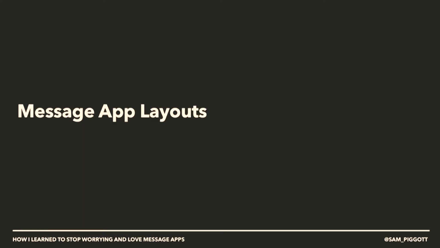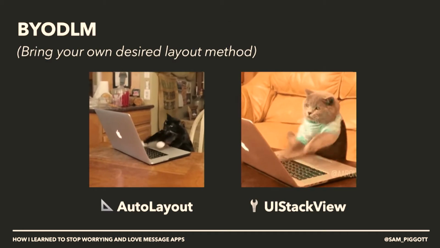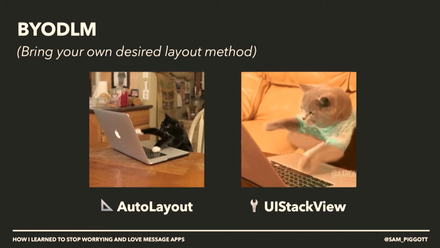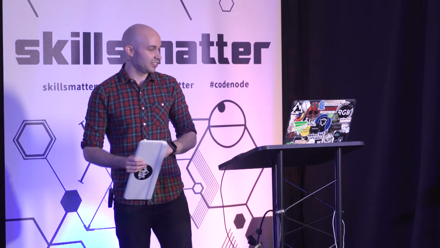Cool. So, message app layout. As I mentioned a minute ago, we basically have two states: compact and expanded. Laying out message apps is fairly straightforward because you can bring your own desired layout method, whether that's frames, auto layout, UIStackView, or storyboards if you're that way inclined.